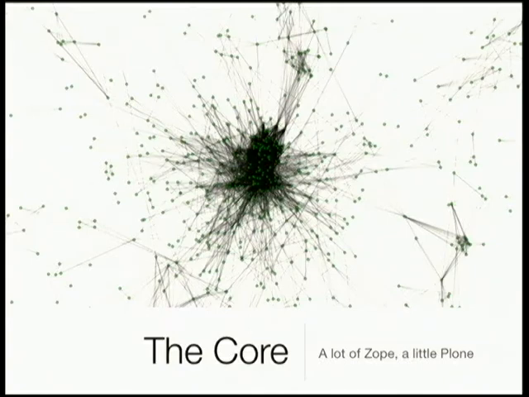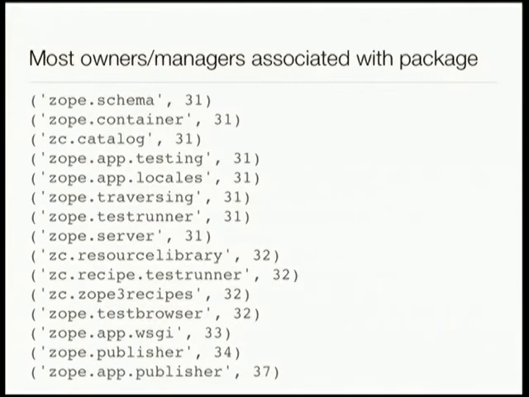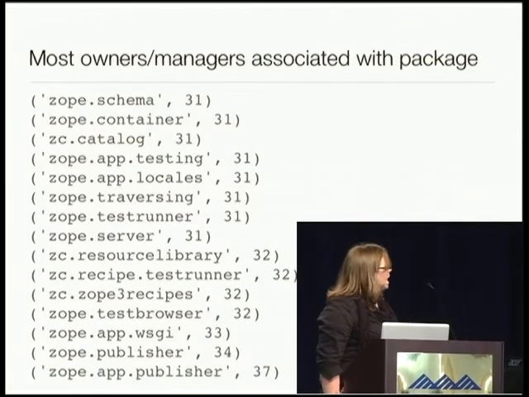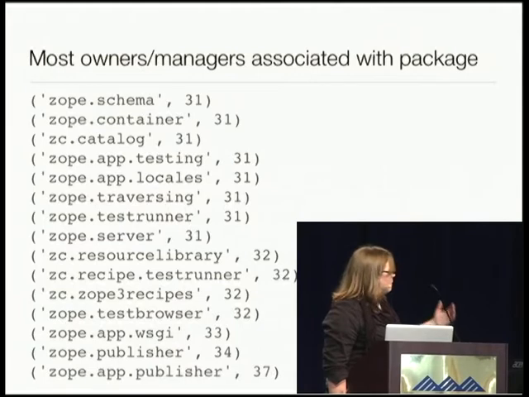The core, deeper in that, and I'll show you that in a second, is a lot of ZOP and a little bit of Plum. And the reason for that is that a lot of the ZOP packages have a lot of organizers and or owners and managers attached to them as opposed to other packages. I think 37 is the highest, and so on and so forth. But a good chunk of them are in the 30s, and they're all ZOP.